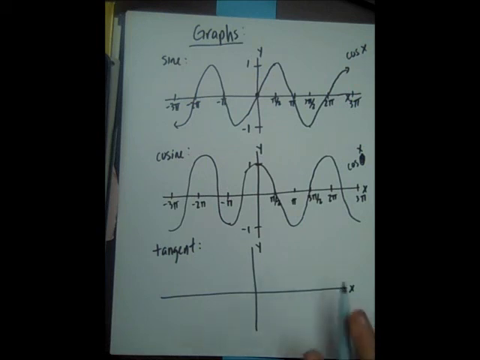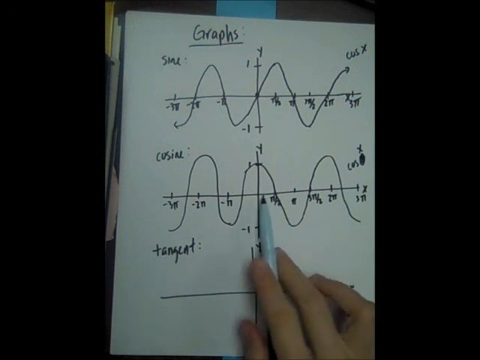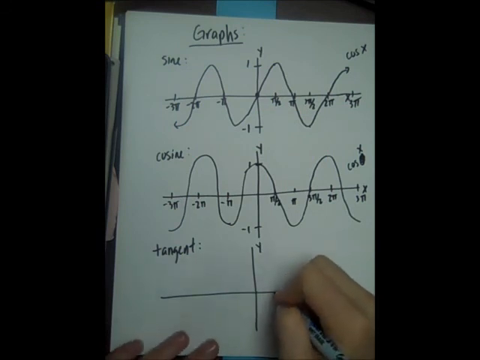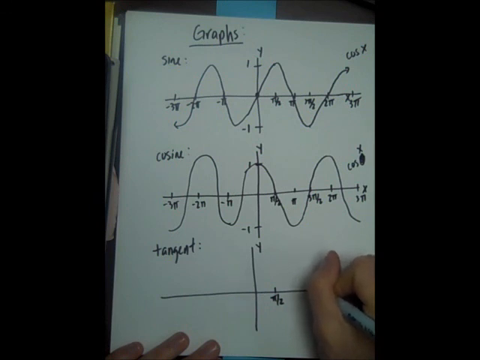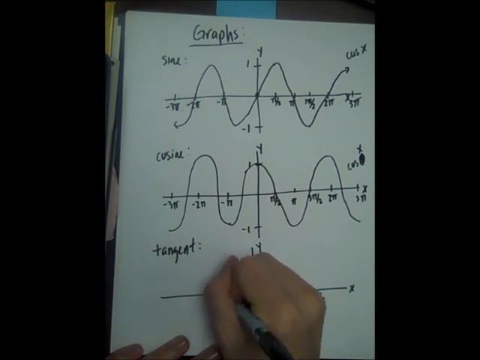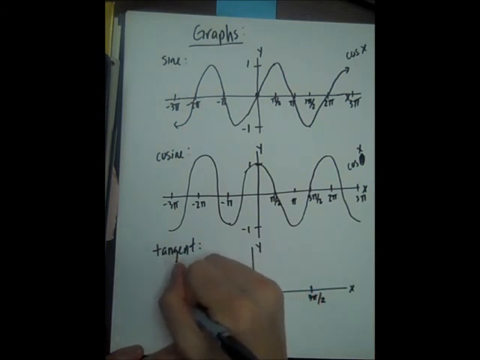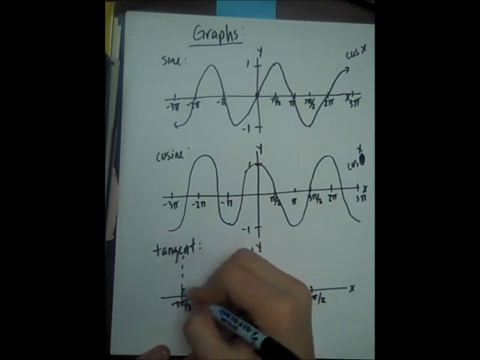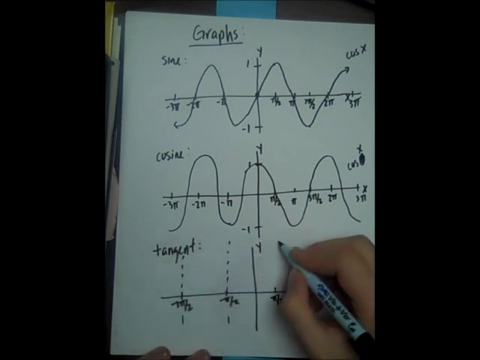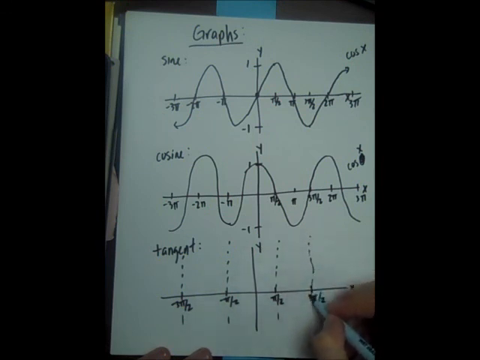Okay, so the graph of tangent, if you remember, tangent is sine divided by cosine. So every time cosine is 0, tangent's going to be undefined. So let's look at our graph up here. When is cosine 0? Cosine is 0 at pi over 2. It's 0 at, sorry, 3 pi over 2. It's also 0 at negative pi over 2 and at negative 3 pi over 2. So every time cosine is 0, my graph is going to be undefined. You can't divide by 0.